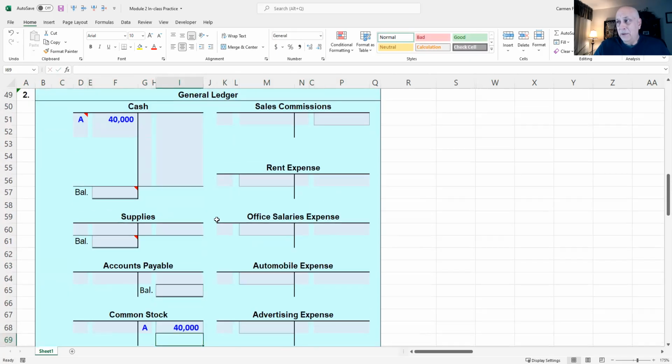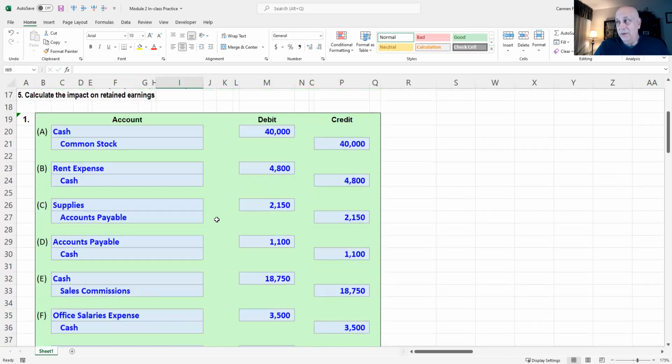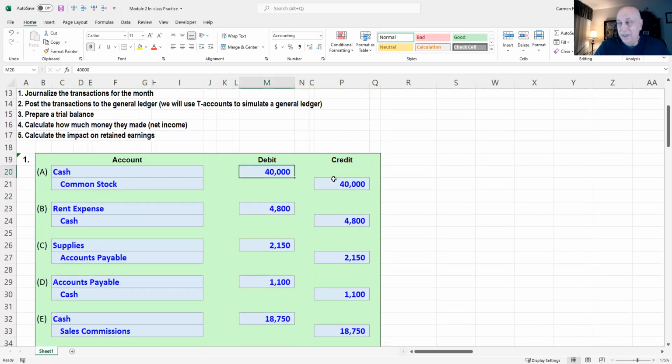Okay, so all we're doing is posting what we see. If you see a debit, you post a debit. If you see a credit, you post a credit. I can't tell you how many students, for some reason, want to make this more complicated than it really is, and they sometimes reverse. They'll post a credit to cash and a debit to common stock for whatever reason. No, what you see is what you post. If you see a debit, you post the debit.